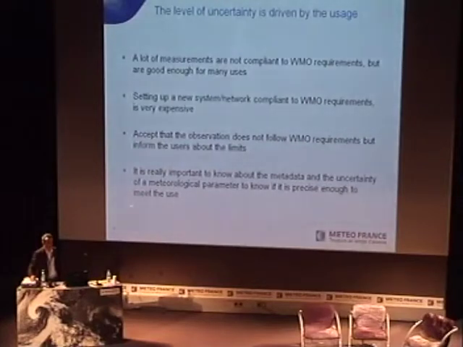Usually in a lot of meteorological agencies, we have a basic network of really good measurements that we try to be compliant with the WMO requirements. But we will have different networks that are less accurate, but that cover different needs, and that will have more density.